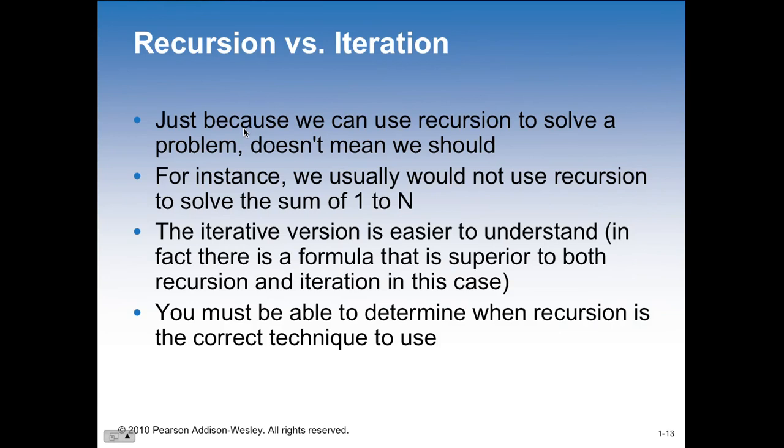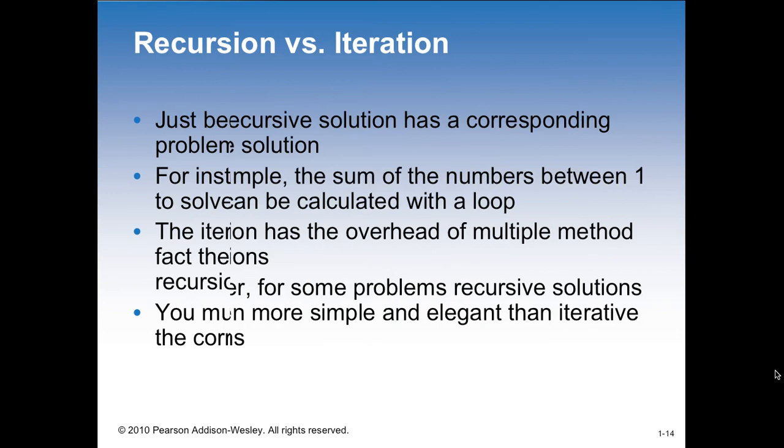Recursion versus iteration. Just because we can use recursion to solve a problem doesn't mean we should. Counting up those numbers is a recursion overkill, is what I called it. For instance, we usually would not use recursion to solve the sum of 1 to n. An iterative version is easier to understand. In fact, there's a formula that is superior to both recursion and iteration in this particular case, the summation. So you must be able to determine when recursion is correct and when it should be used versus other techniques.